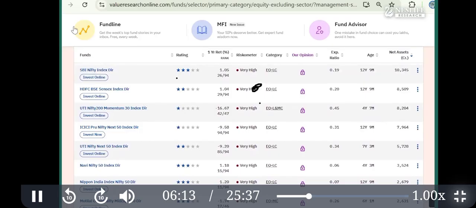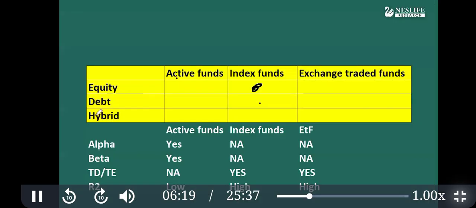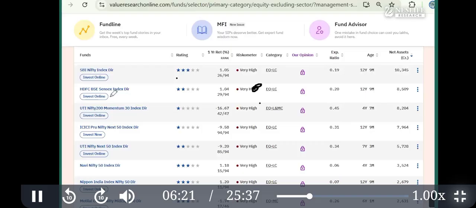नाम में क्या रखा है? Who said that? Shakespeare. But in the case of mutual funds, everything is in the name itself. नाम में बहुत कुछ रखा है. What does it mean? It means the first part is the name of the AMC. The second part is the name of the underlying index. The third part is the plan type, that is either growth, open-ended, or direct.